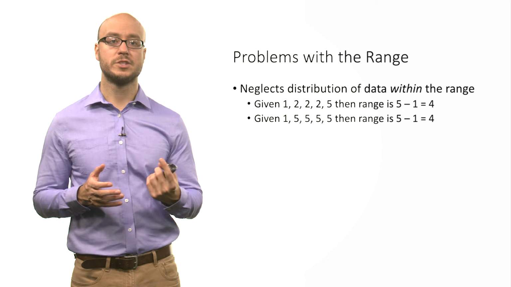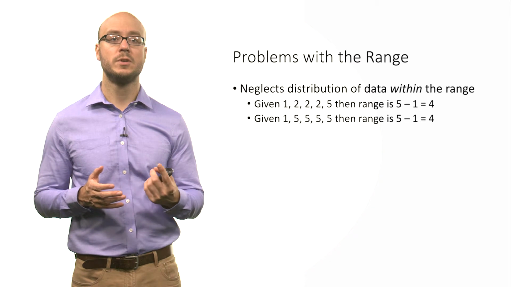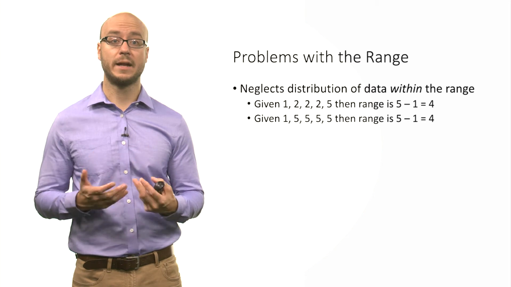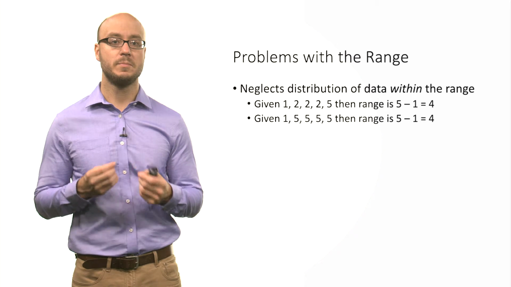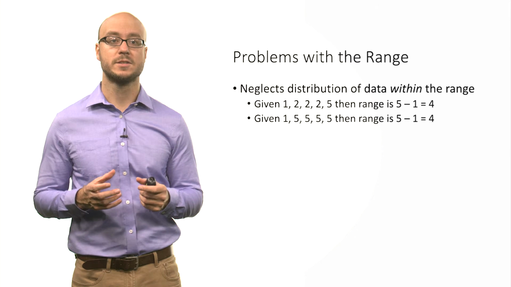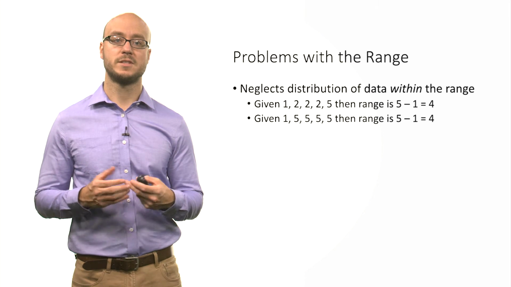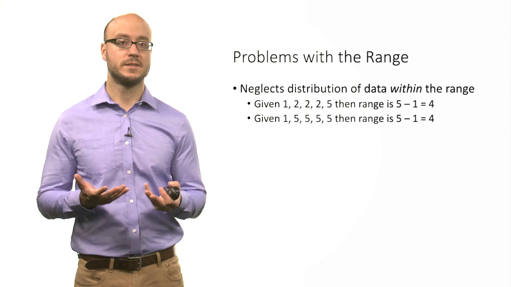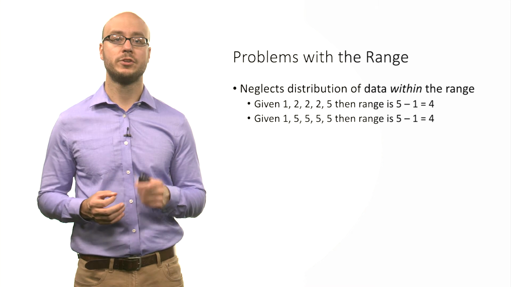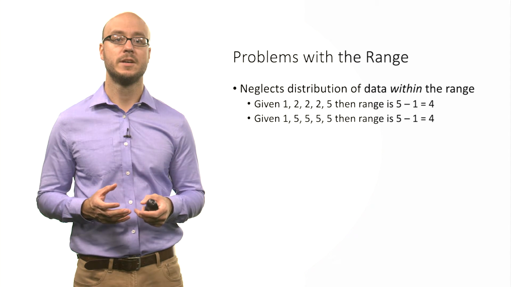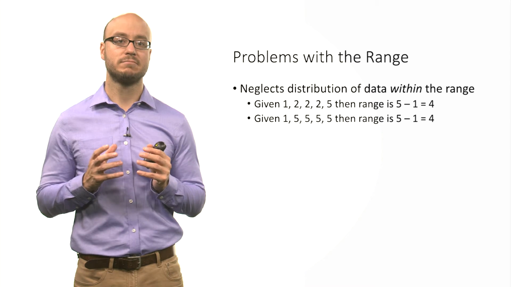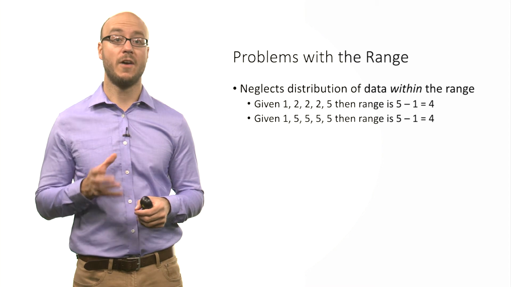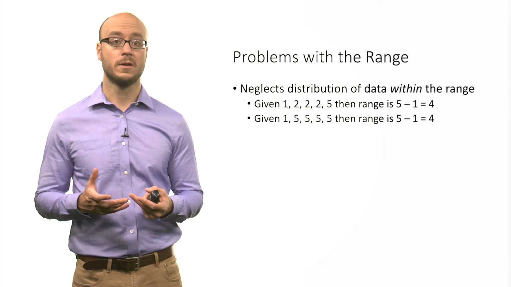But all those observations in between those two endpoints are effectively ignored with the range. And so the range is not going to capture the variability within those two endpoints. So for example, suppose we have a small data set that consists of 1, 2, 2, 2, and 5. The range in that data set is simply going to be 5 minus 1, which is 4.